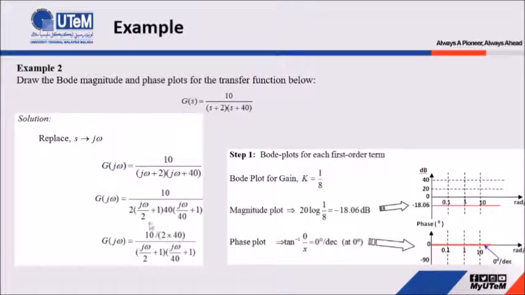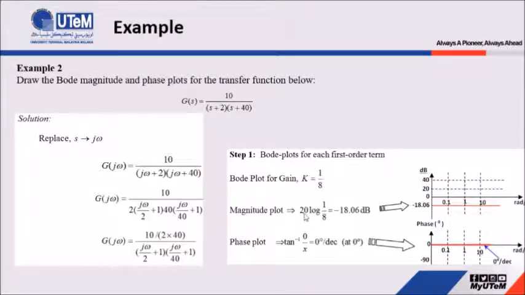So based on this transfer function in the frequency domain, in order to draw the Bode plot, the cutoff frequencies are at 2 radian per second and 40 radian per second. To start plotting this Bode diagram, first we have to find the magnitude with respect to this gain, where in this case k is equal to 10 over 80, which we can simplify to become 1 over 8.